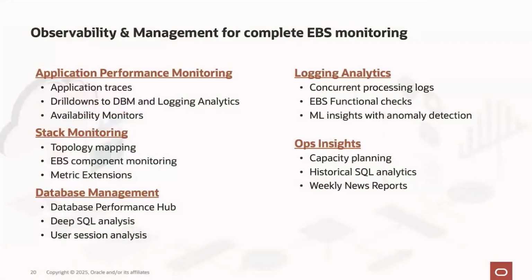There are five main services that are associated with this, and the ideal situation is being able to enable all these services to get full visibility and the full picture. That doesn't need to be the case when you're starting out with OCI observability and management. You can start with something like stack monitoring to discover your entire EBS stack and get metrics on all the different components, and view the topology of everything connected with each other.